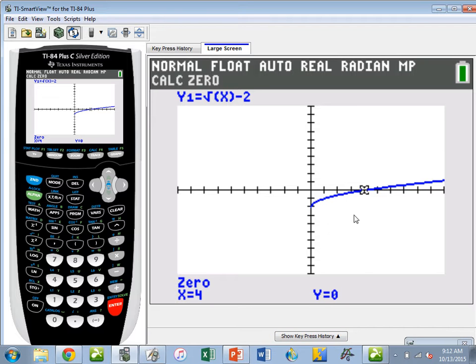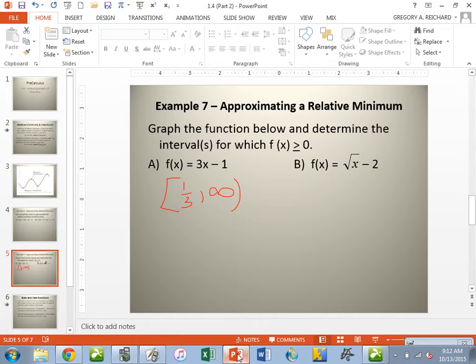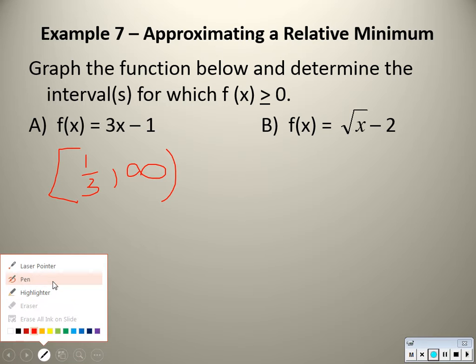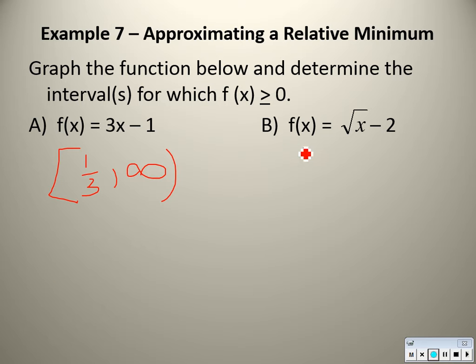What that's telling me is this graph crosses the x-axis at positive 4 and then stays above the x-axis all the way to positive infinity. So the answer to this would be the interval from positive 4 to positive infinity. Just notice I'm putting the bracket around the 4 because x does equal 4 in this particular instance here.